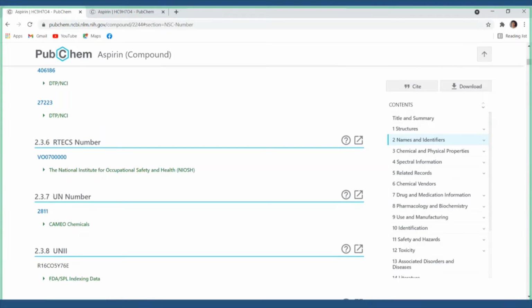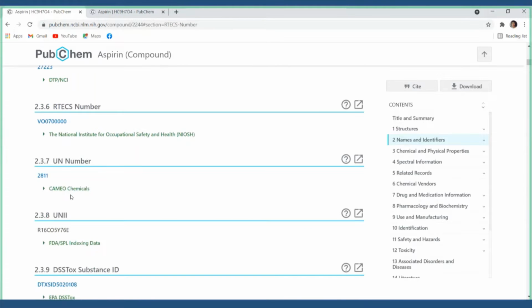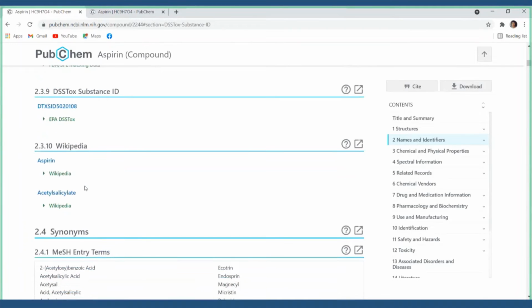We also have the United Nations. The United Nations also has its own number. You know, these are drugs, so they have to be well controlled, right? So those are the pieces of information. And if you want to read more about it, you can go to Wikipedia.